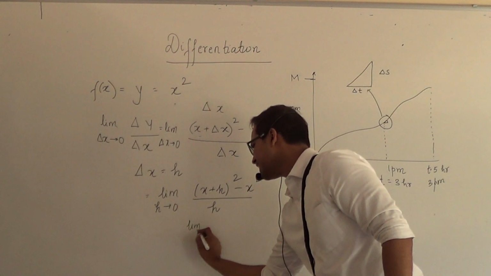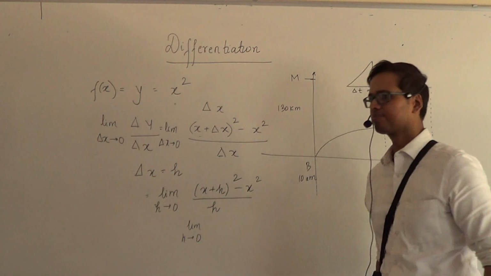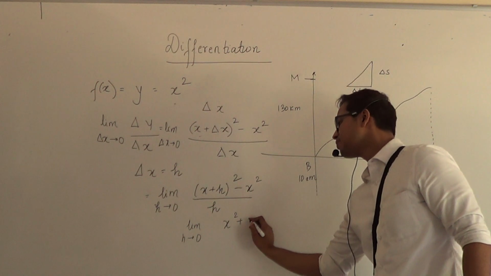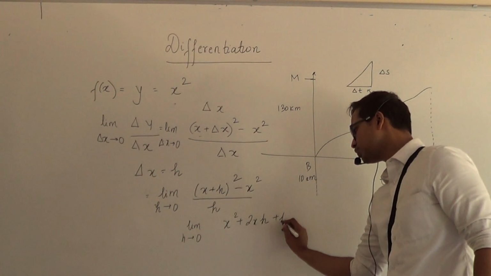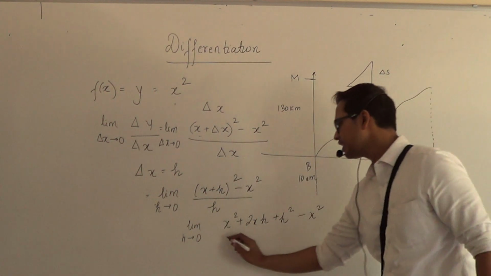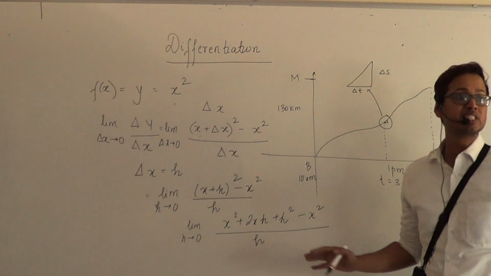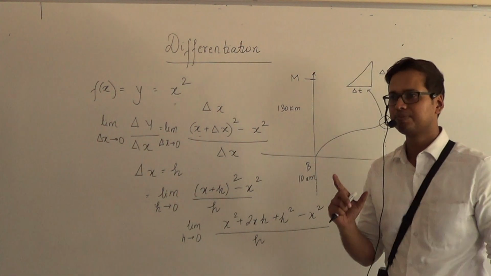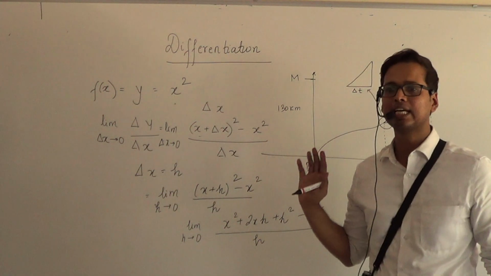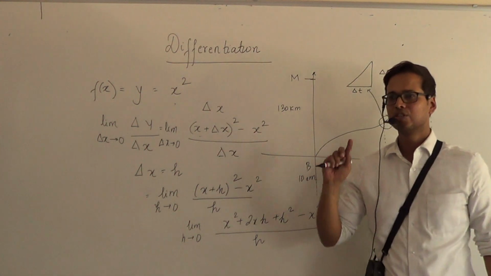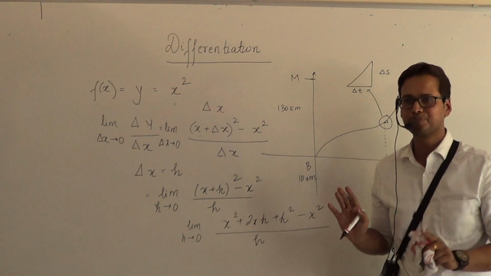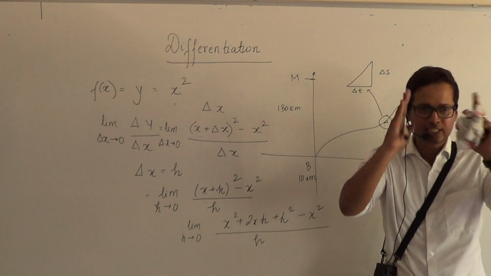What is the expansion of x plus h the whole square? x square plus 2xh plus h square minus x square. This minus x square. Listen to this concept very carefully, because on the basis of this example you are going to learn a lot of things. This example is going to make your concept clear or confuse you like hell. So I want absolute silence. Your attention should be totally glued to the whiteboard.